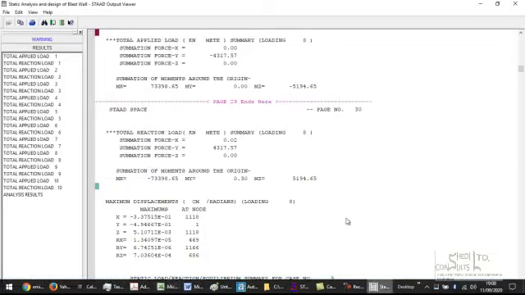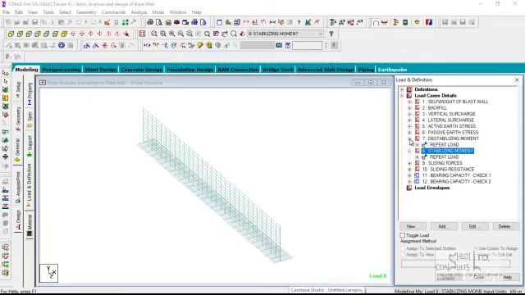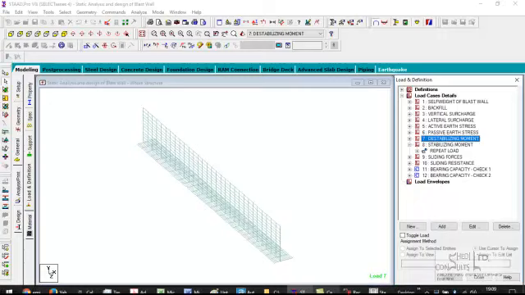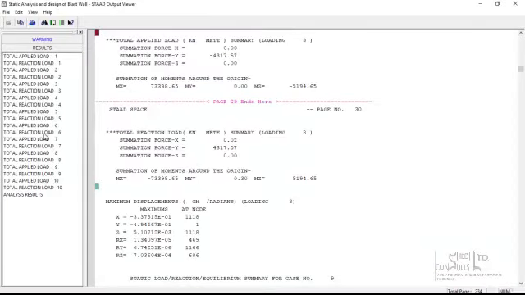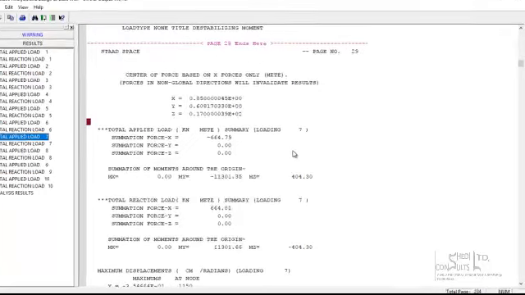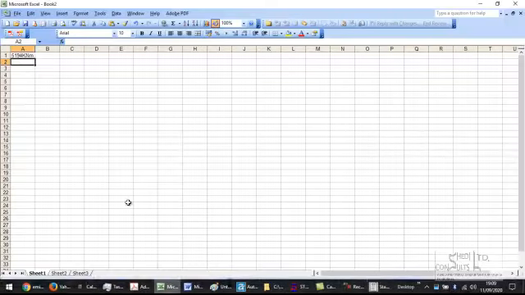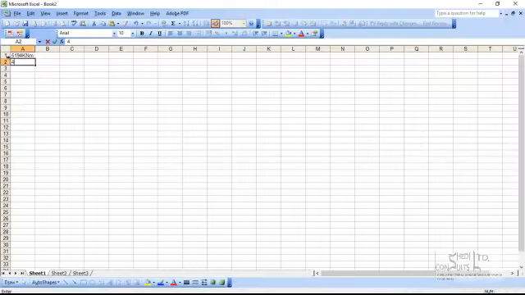Now you go back and look at the destabilizing moment. This is load case 7. You look at summation of moment about the origin again for load case 7. For load case 7, the summation of moment about the origin is 404.3. So if you look at this, you see that the stabilizing moment is far more than the destabilizing moment.